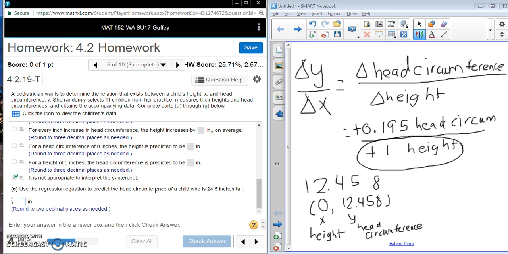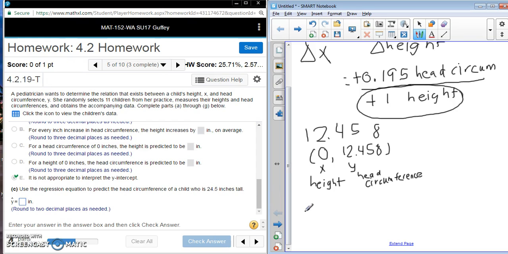Right? And now we want to use our regression line to predict the head circumference of a child who is 24.5 inches tall. Right? So I'm going to use my regression line, which is y hat equals 0.195x plus 12.458. So I'm going to plug in my 24.5 for x.